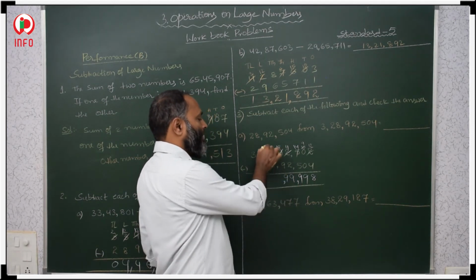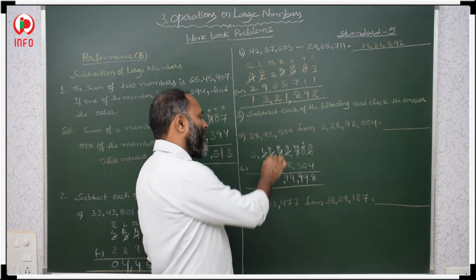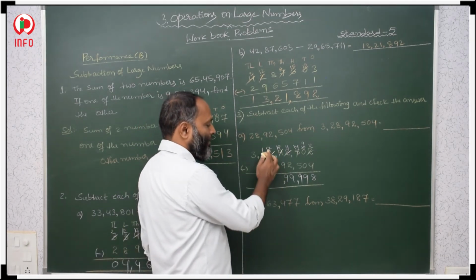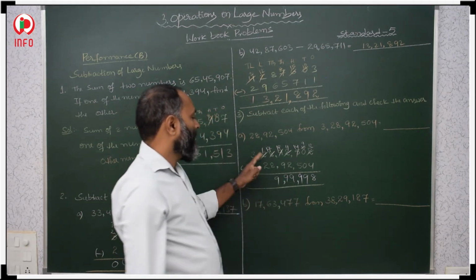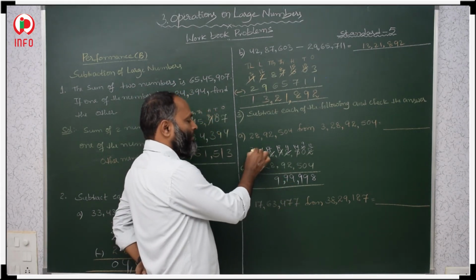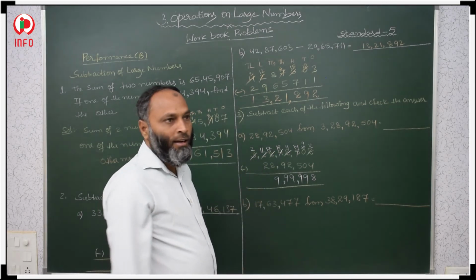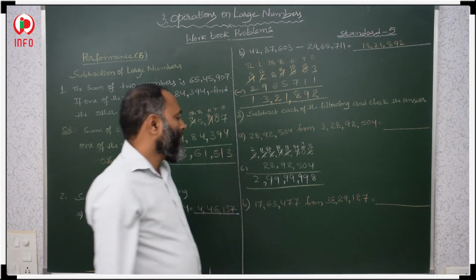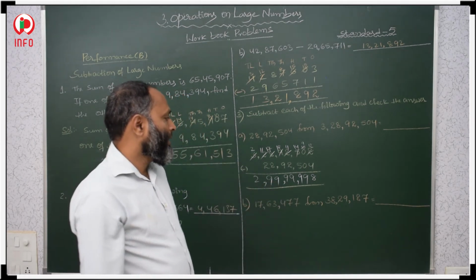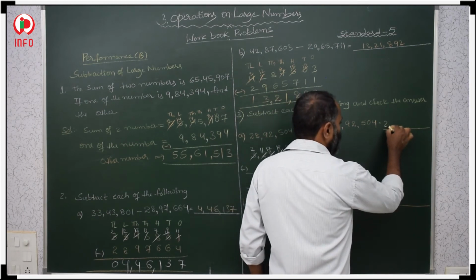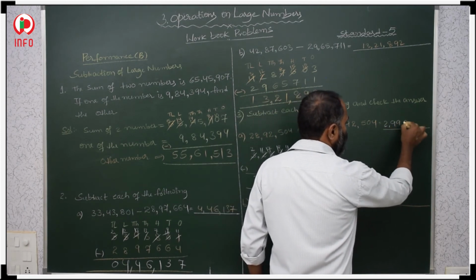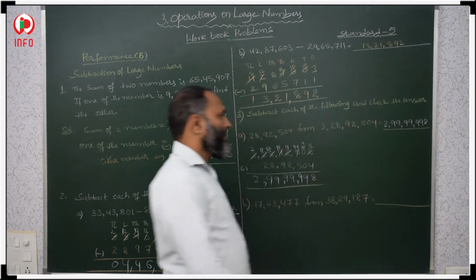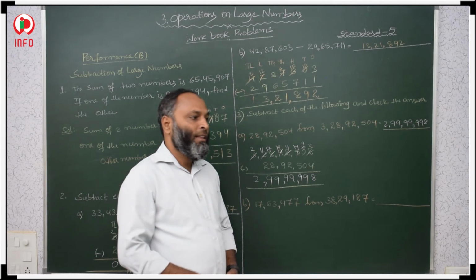Again we borrow from here. It will decrease by 1 and increase by 10. 17 minus 8 is 9, and 1. Borrow from here. It will decrease by 1, it will increase by 10. 11 minus 2, 9. 2 crore 99 lakhs 99,998. What is our answer? 2 crore 99 lakhs 99,998. Now we have to check.